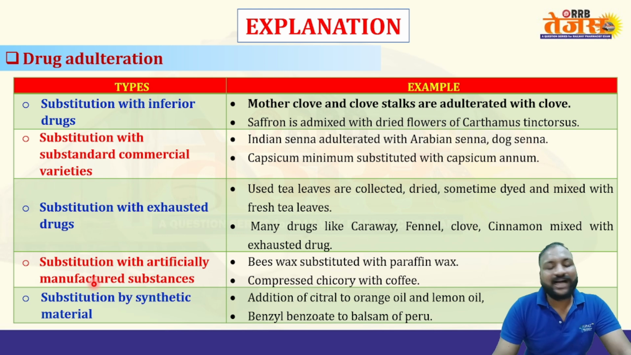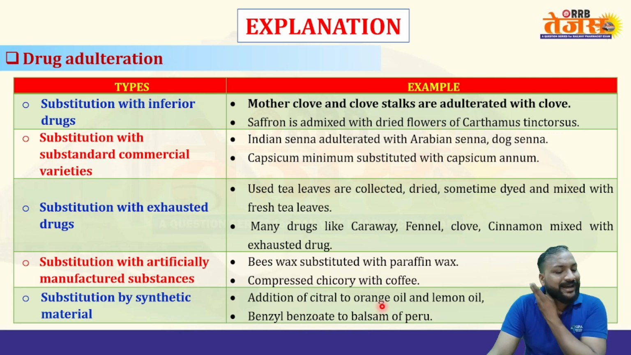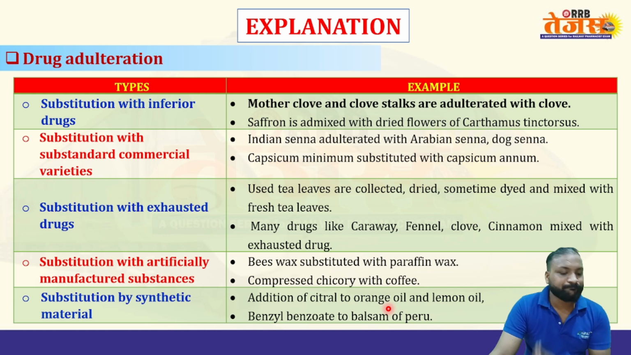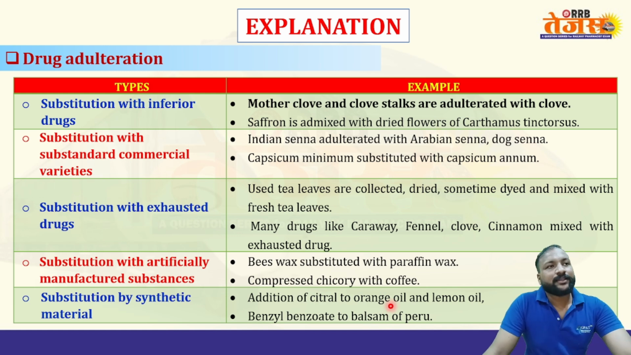And substitution with artificially manufactured substances. So the best example for this is beeswax substituted with paraffin wax. And also compressed chicory with coffee, and we can have so many examples. For example, like honey, inverted sugar is used to substitute the honey. Okay, so that is an example for this one.